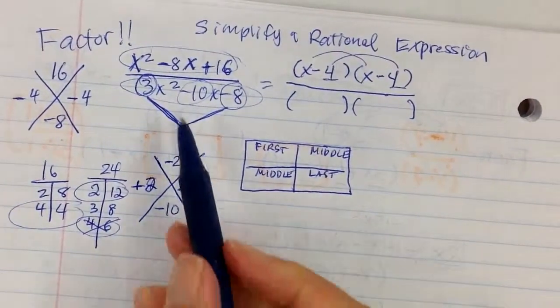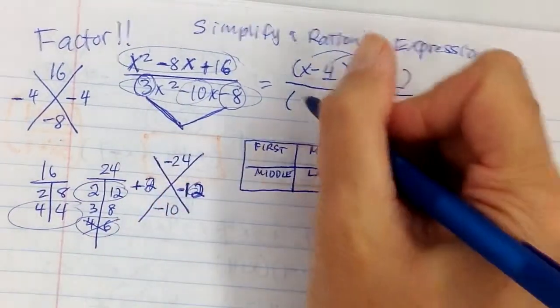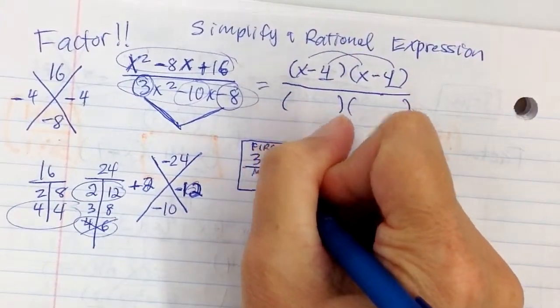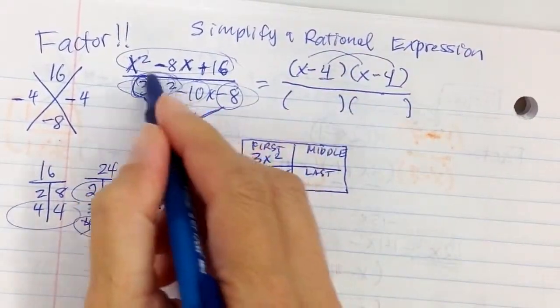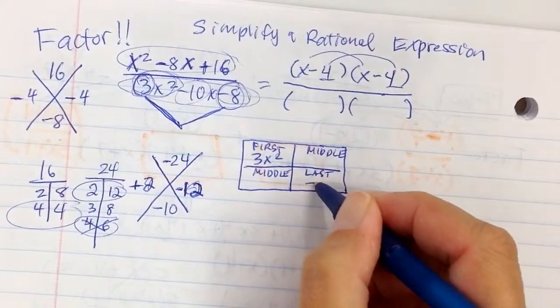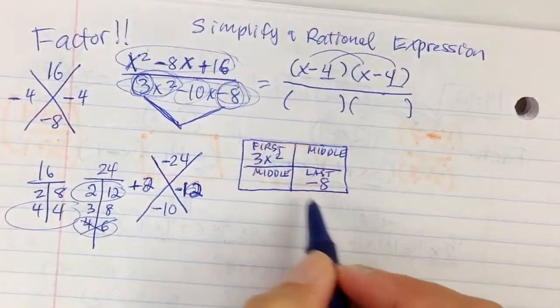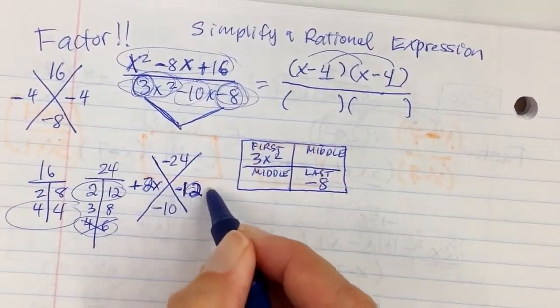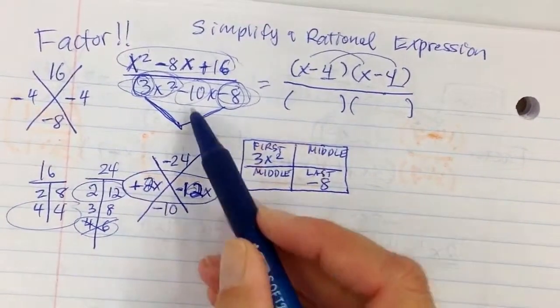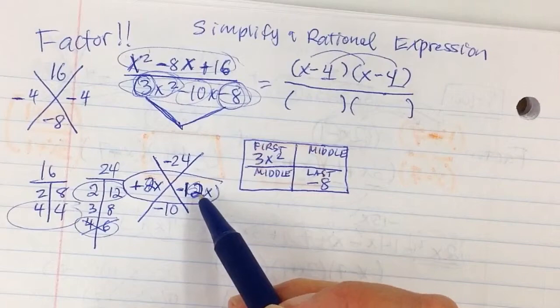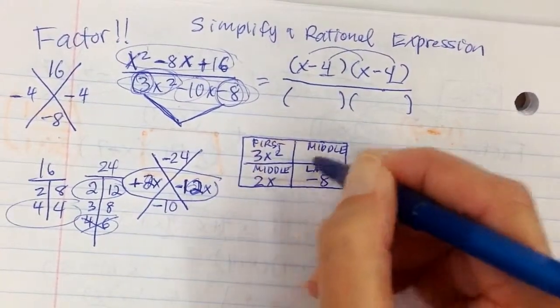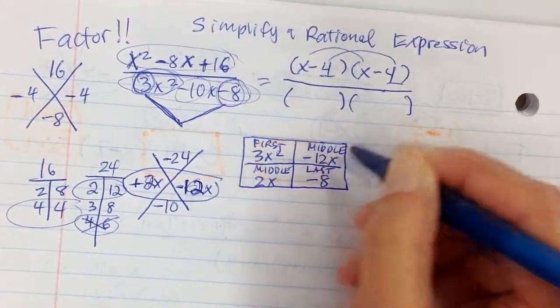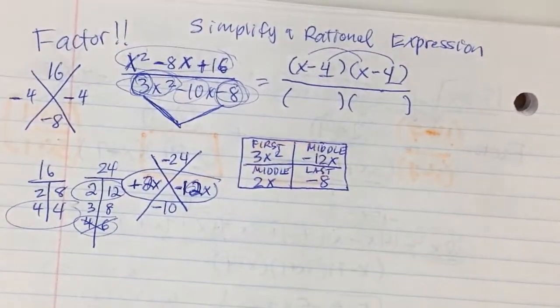Okay. Your first term is 3x squared. So 3x squared goes there. That's the first term. The last term is negative 8, so it goes at the end there. First and last go diagonal from each other. The middle terms are both of these terms that we found here. These are the middle terms. That's the 10x, but it's split into 2x and negative 12x. Okay, that's the 10x right there.